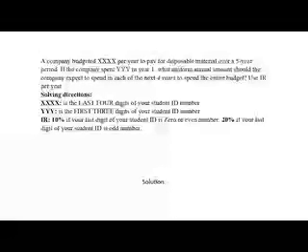A company budgeted, that means it gave a budget, an amount per year to pay for disposable material over a 5-year period. If the company spent an amount in year 1, what uniform annual amount should the company expect to spend in each of the next 4 years to spend the entire budget? So to finish the entire budget that was from the beginning. Use interest rate IR per year.